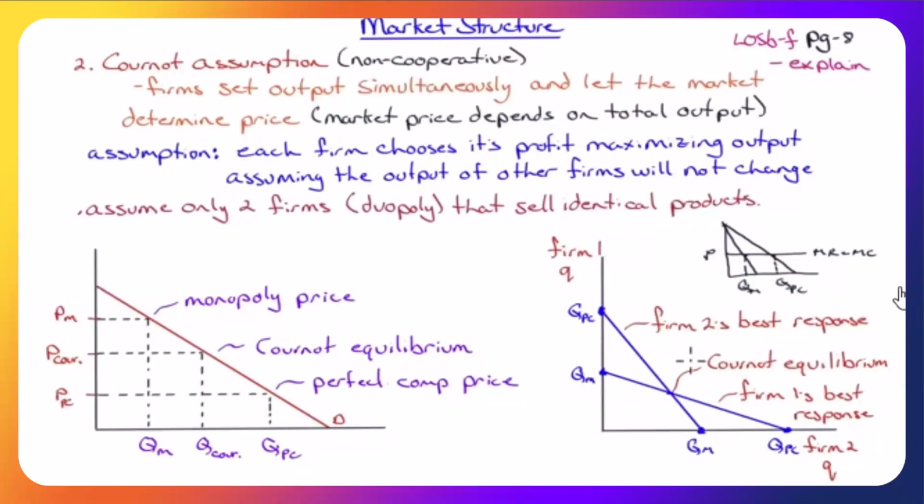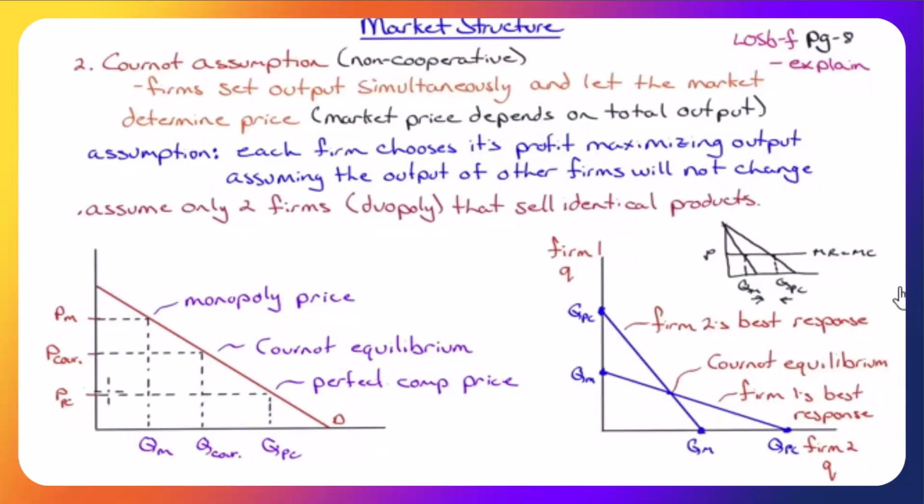Notice there's no price in here. We're just mapping quantity against quantity, firm against firm. The market will determine the price. Once we figure out what the quantity output is, the market will determine the price. So we know that our output is going to be greater than the monopoly output, but less than the perfect competition output for the industry as a whole.